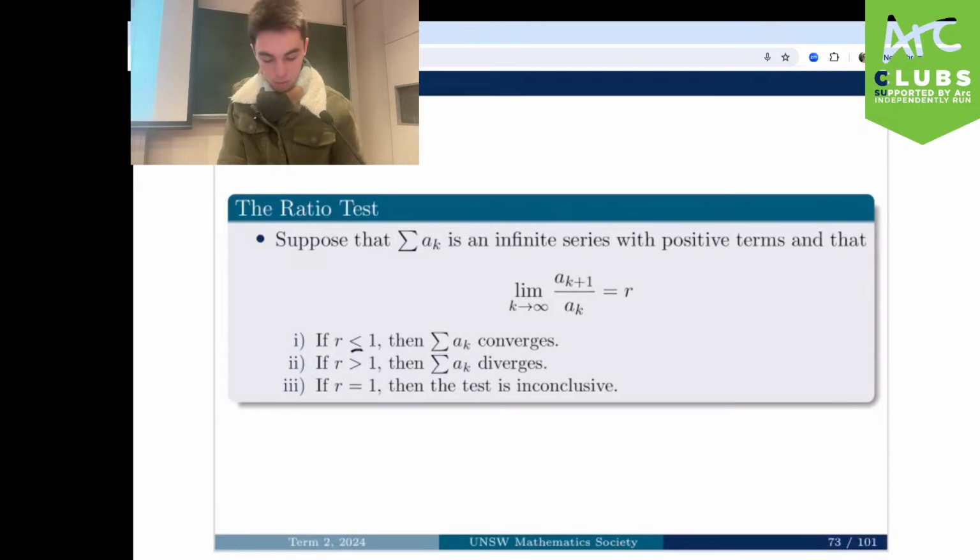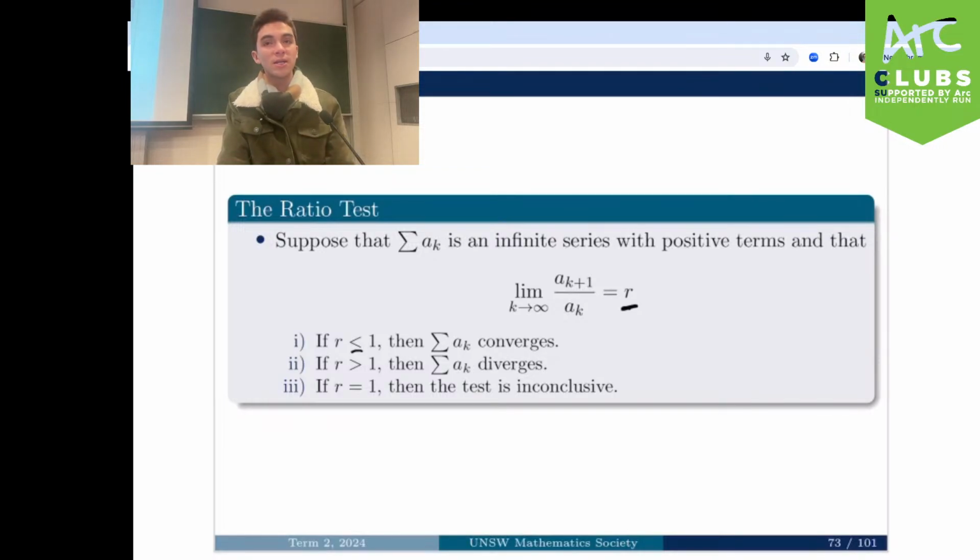So the reason this is true intuitively is because if the ratio between consecutive terms of the series converges to some constant r as k goes to infinity, then you can basically treat the series as a geometric series. And as you know, geometric series converge only when r is less than 1. All right, hopefully that makes sense.